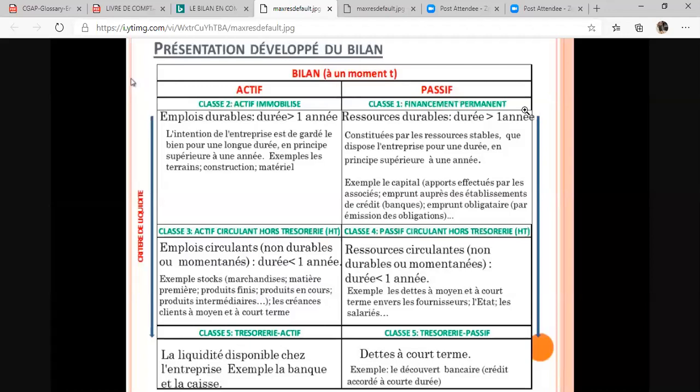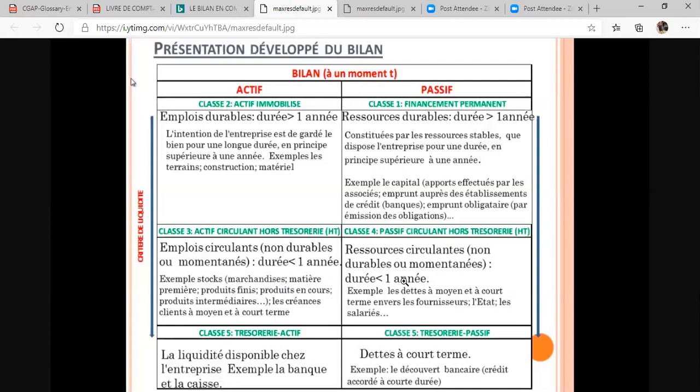So this one encompasses debts, small debts, small loans, which are to be paid back within a period of less than 1 year. So these are slightly easier to pay back because they're usually not substantial amounts, and we are to repay them within a period of 1 year. So this one has things like a loan from a furnisher. A furnisher is a provider. We have salaries. We owe people salaries. All these things fall under passif circulant.